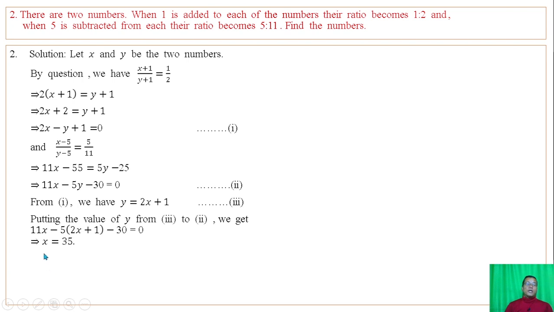Simplify to we get x equal to 35. X 35 fange equation 3 da sinjalabadi. From equation 3 we have y equal to 2 into 35 plus 1, that is 71. Thus the two numbers are 35 and 71.